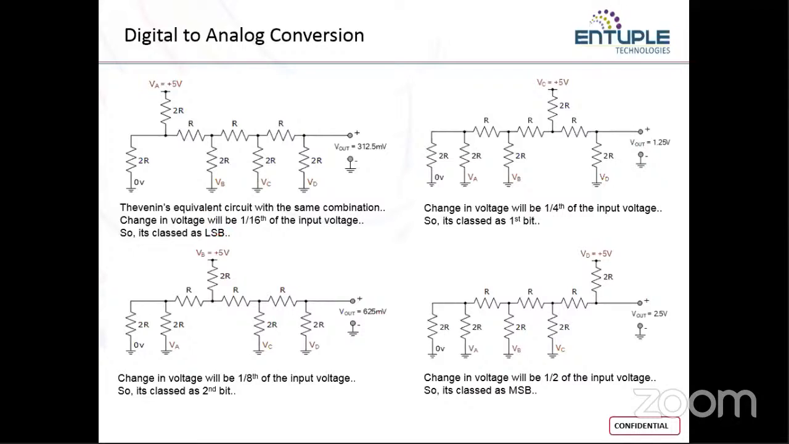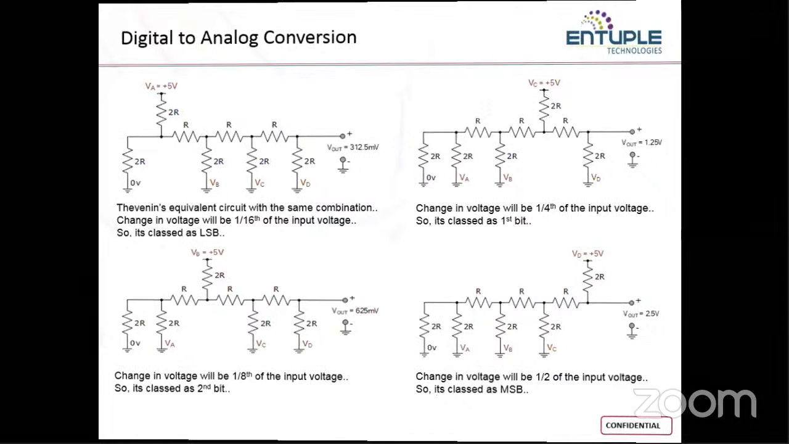Similarly, if the input is at the second bit, then the change in voltage will be 1/8 of the input voltage. For the third bit as input, it is going to be 1/4 of the input voltage, and if it is the last bit, then it is going to be half of the input voltage. This is how we have to figure out the value of output voltage in terms of an R-2R DAC, digital to analog converter.